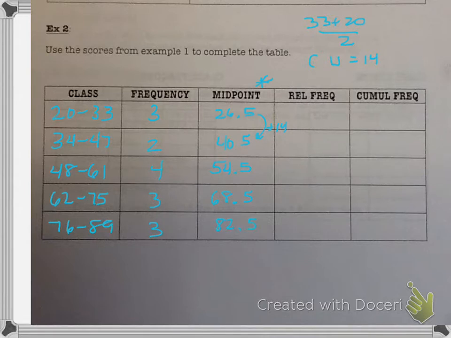82.5. Now you say, well, why do we need to know that kind of stuff, right? So here's the deal, because when you go to set up your histogram, what you're actually going to put on the x-axis here would be some tick marks, and those tick marks would be the midpoints. So like this would be 26.5, this would be 40.5, and so on and so forth.